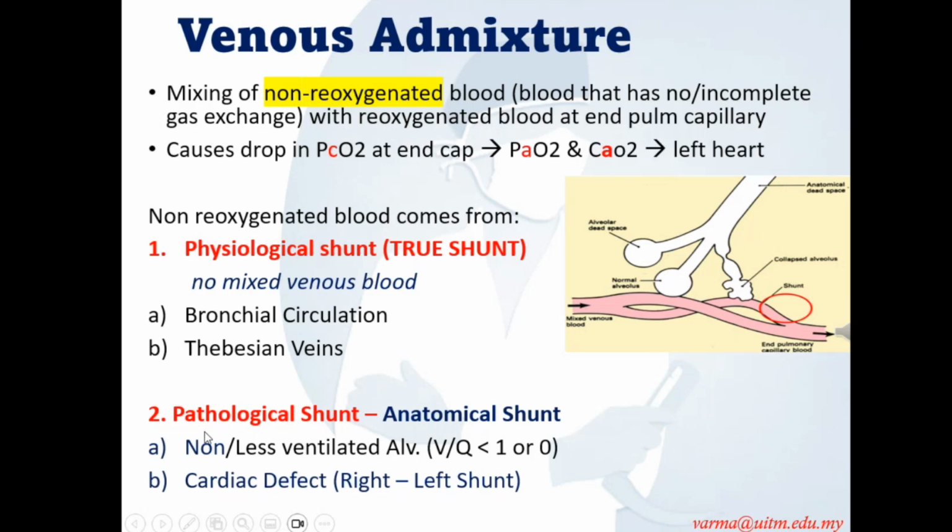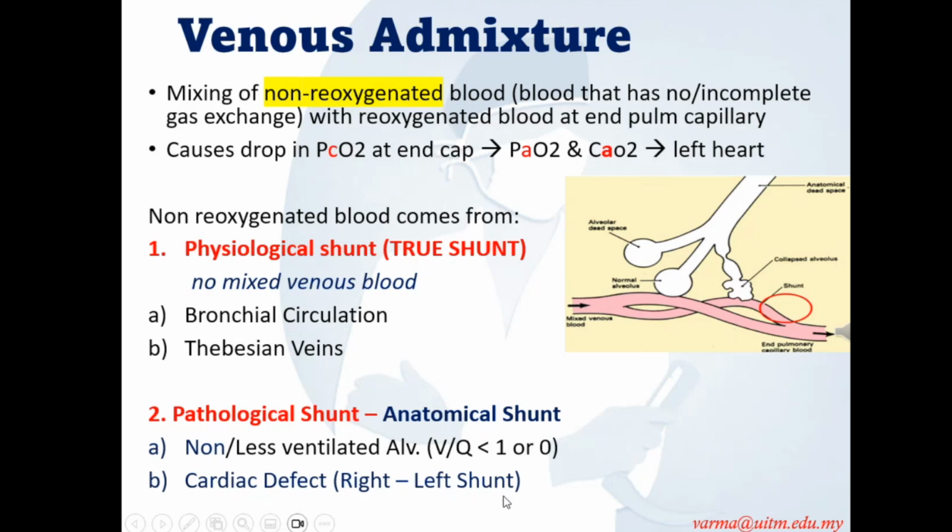But pathological shunt also involves the perfusion of pulmonary capillaries that pass through partially ventilated alveoli, like this. Collapsed alveoli. That also can be pathological, but they are not anatomical. All these are pathological, but when I say anatomical shunt, anatomical means that it is outside the pulmonary system. That means they are not coming in contact at all with alveoli. That is non-ventilated alveoli or cardiac shunt, right to left shunt. In a non-ventilated alveoli, the VQ will be 0. In a less ventilated alveoli, the VQ will be less than 1. So that is the pathology.